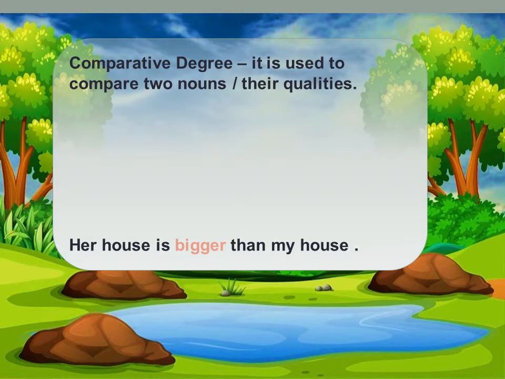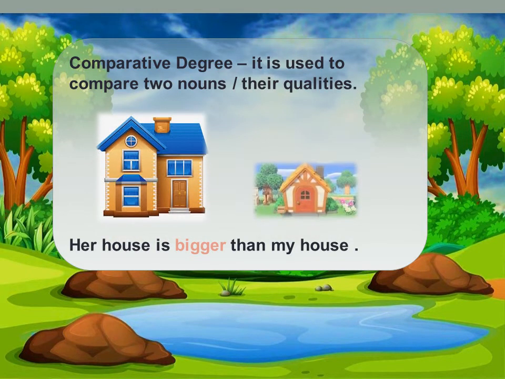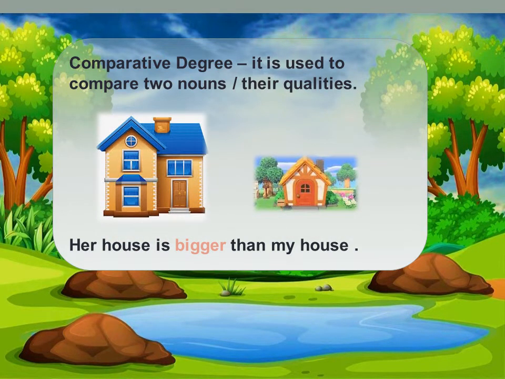Comparative degree. It is used to compare two nouns or their qualities. For example, her house is bigger than my house. So we are comparing two nouns with their quality. So bigger here is an adjective.